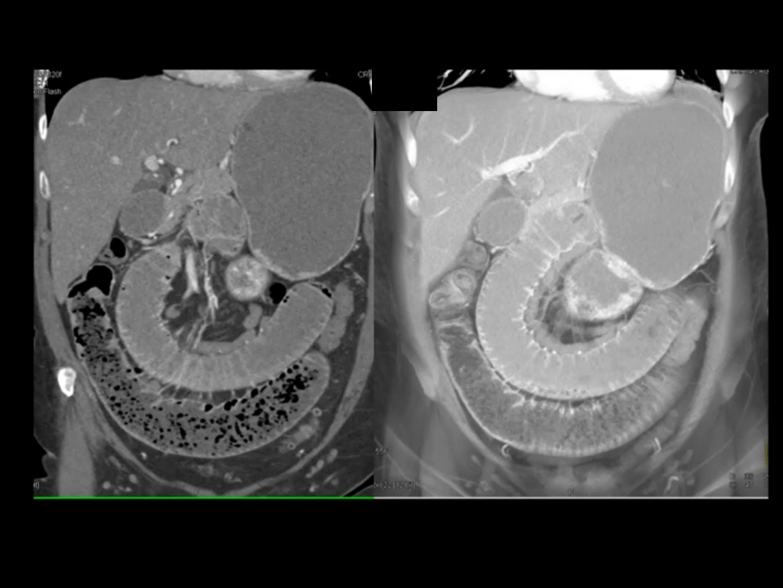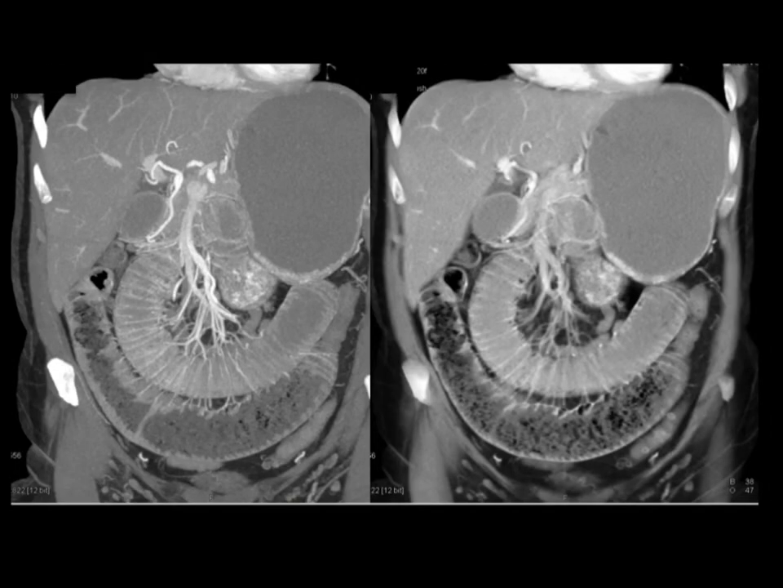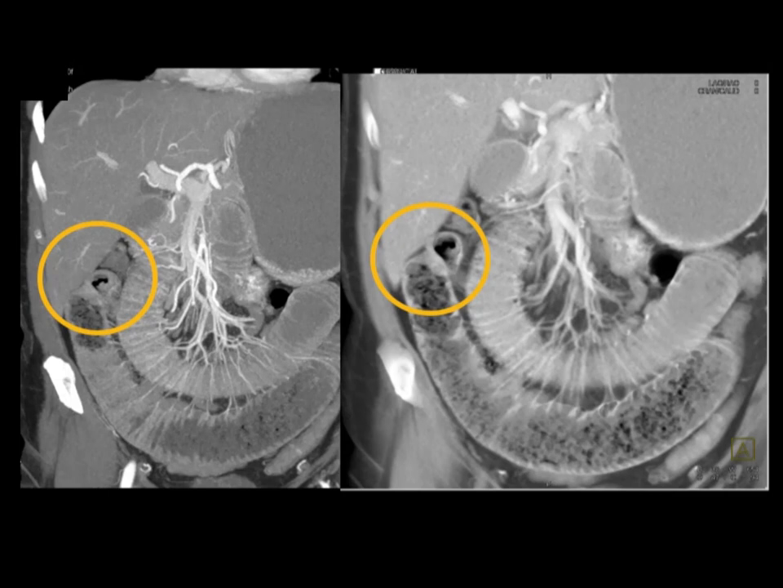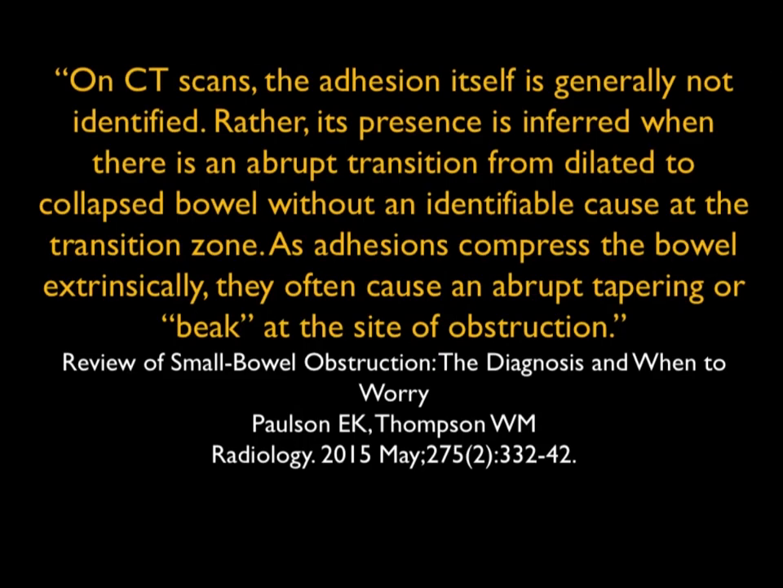You don't see the intussusception. You kind of see a linear structure next to the bowel, which you can see here. And that's the appearance of adhesions. Now, adhesions is more the transition you see, and what you don't see is a mass, you don't see an internal hernia, you don't see any of the other problems. And that indeed becomes very, very important. This article by Paulson, the adhesion is not identified, but it's inferred from the transition.